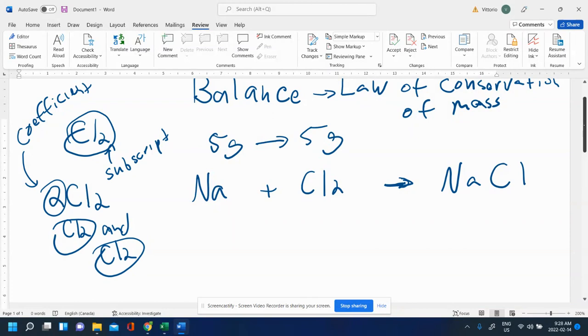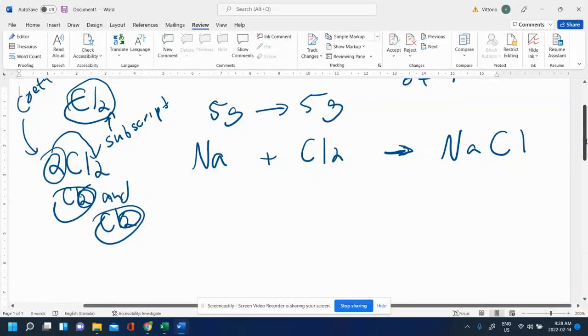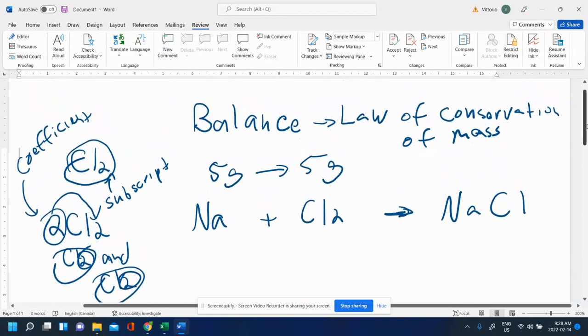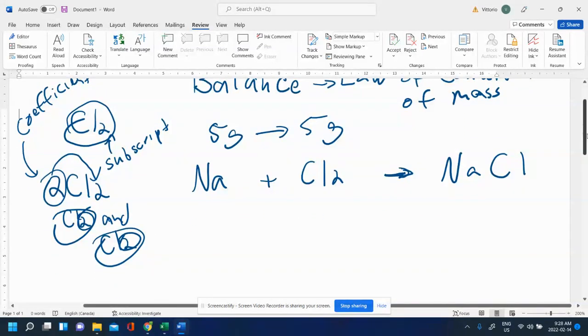So in this case, in 2 Cl2s, you have 4 Cls total, right? 2 times 2 is 4 Cls. So you do need to review how to count atoms. If you haven't already done that, please make sure you review how to count atoms in another video. So here we have to count how many atoms we have on the reactant side, the left side, and on the right side, the product side.